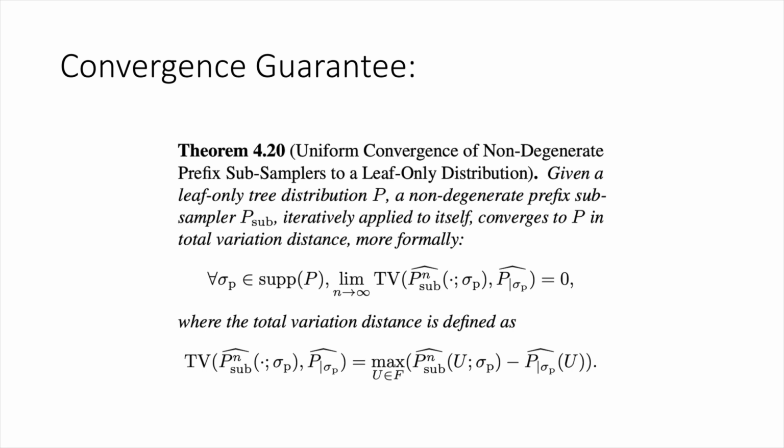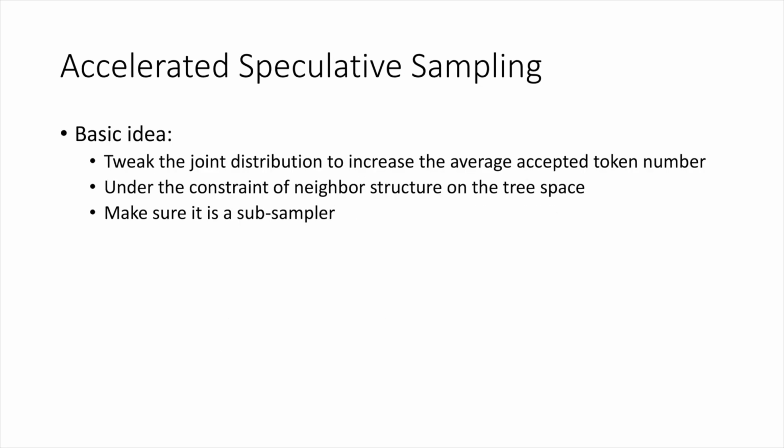If we consider a looser notion of convergence such as pointwise convergence, we can indeed prove exponential convergence similar to conventional Monte Carlo methods. In summary, based on the concept of subsamplers, we provide strong convergence guarantees for tree Monte Carlo methods. Finally, we can talk about accelerated speculative sampling.